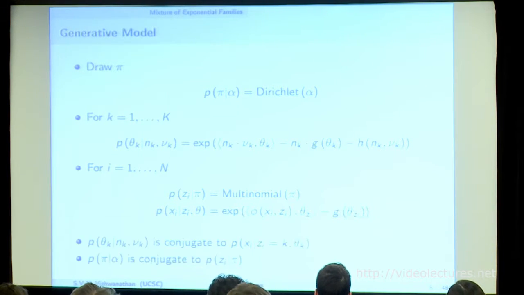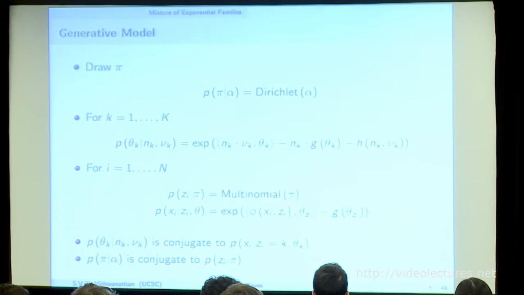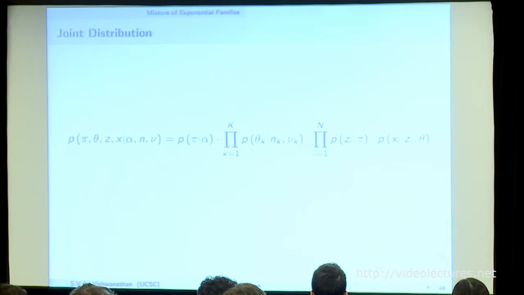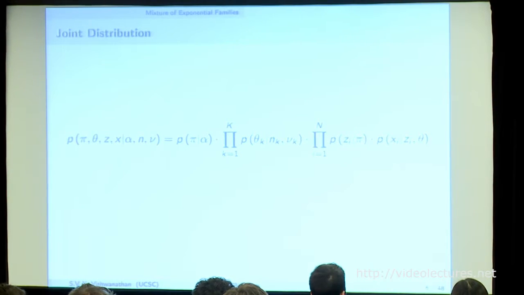And we are going to make all the nice assumptions about conjugacy in the priors to make our life simple. You can extend it to other things, the math just becomes more hairy. So let us keep ourselves to the simple situation. So the joint distribution of the parameters conditioned on everything that is observed can be written out.